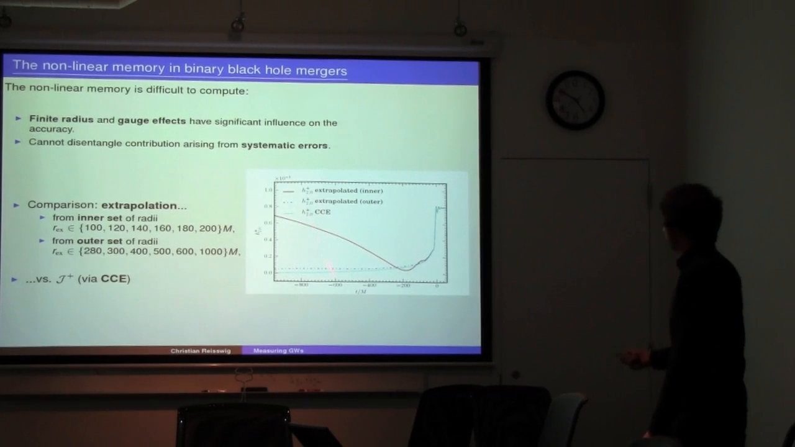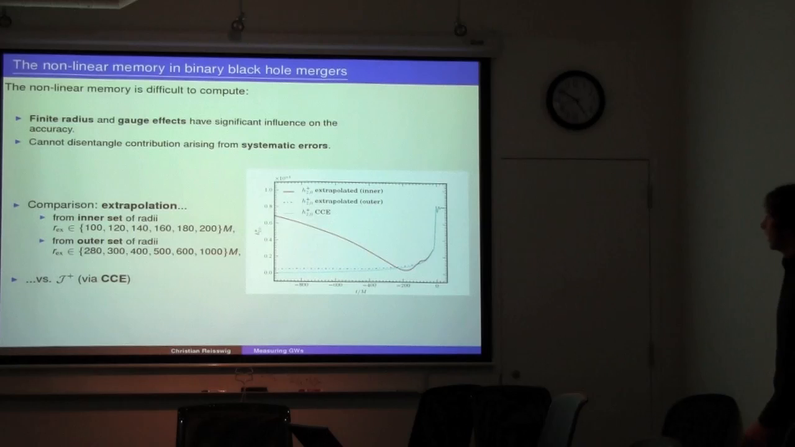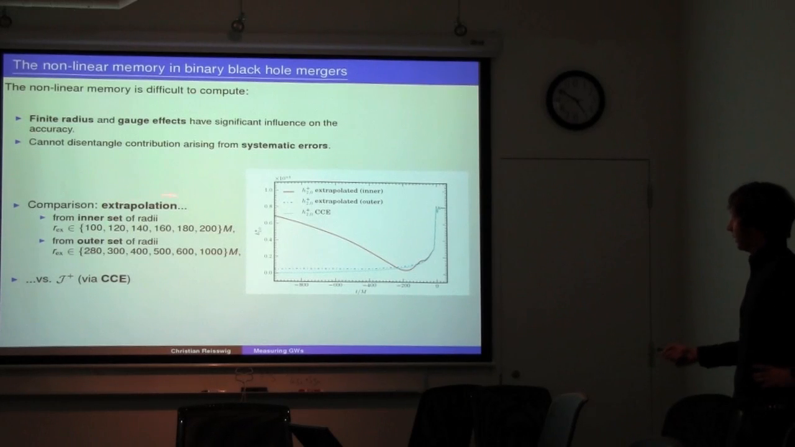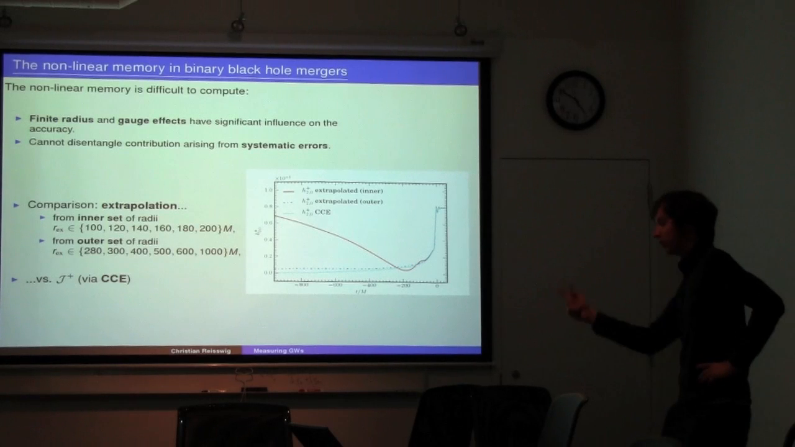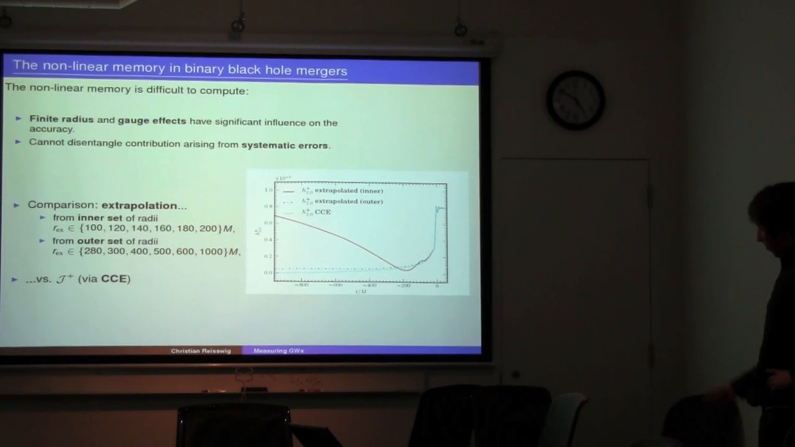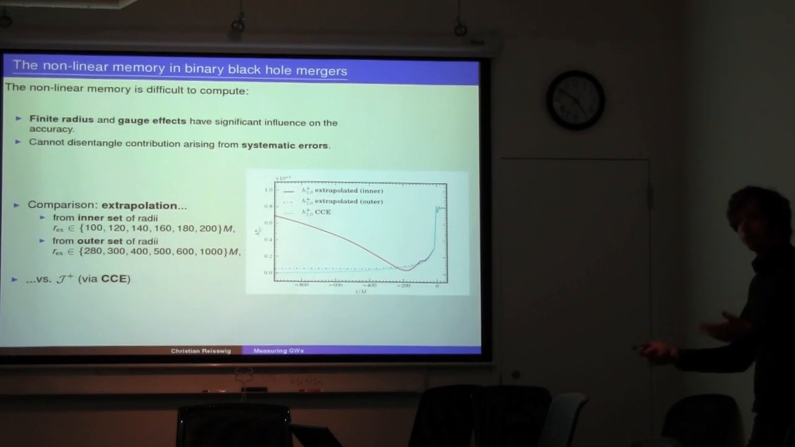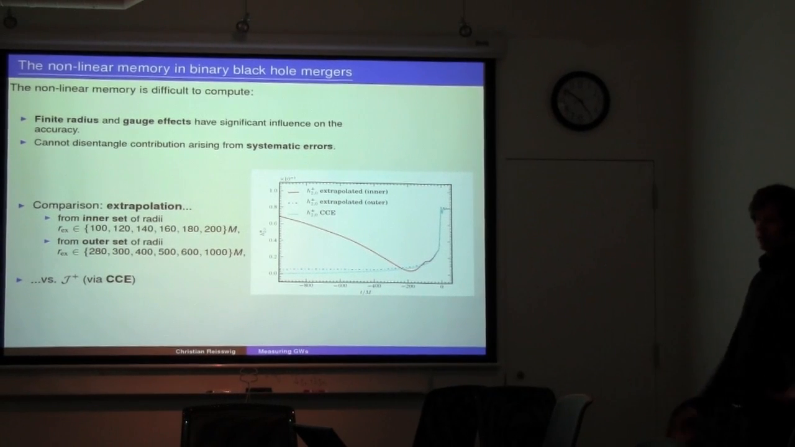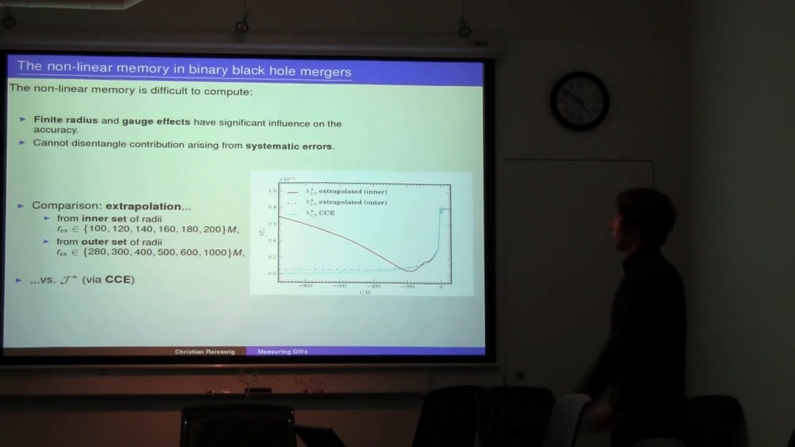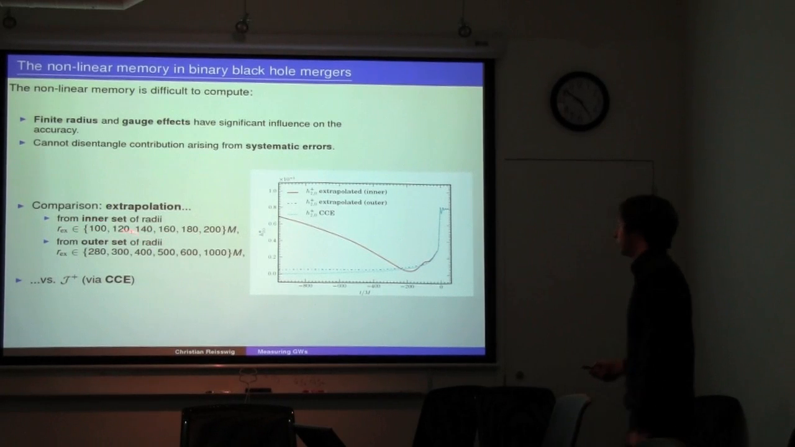As an example, I've plotted here 3 different L to M2 modes. Essentially, I compare here extrapolation against CCE. The CCE result is given by this curve here, which is monotonically growing. It's essentially the same plot that I've just shown. And then I've done extrapolation on a set of different radii to infinity. So I've computed psi4 on these finite radius extraction spheres, extrapolated psi4 to infinity, and then integrated it in order to obtain h. And the inner set of radii that I used was using detectors from 100 to 200 amps.